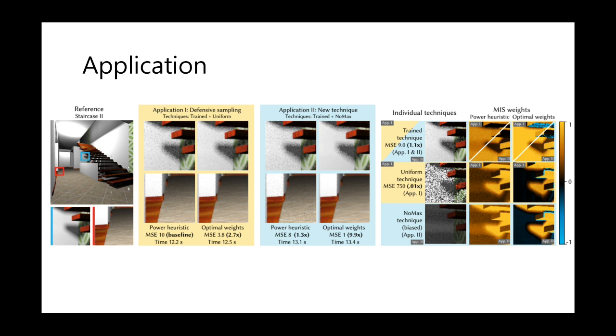These figures show an equal sample comparison of different weighting functions for a trained light selection technique and defensive techniques. In contrast to the power heuristic, the optimal MIS weights are never worse than any of the techniques alone. The MSE improvement is with respect to the power heuristic combination of the trained and uniform techniques.